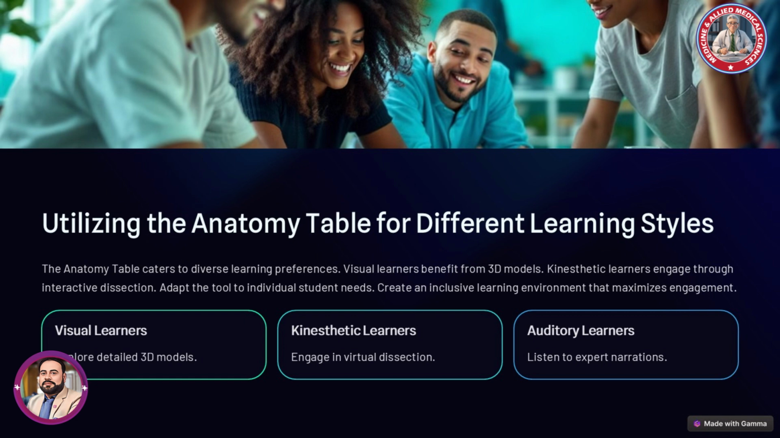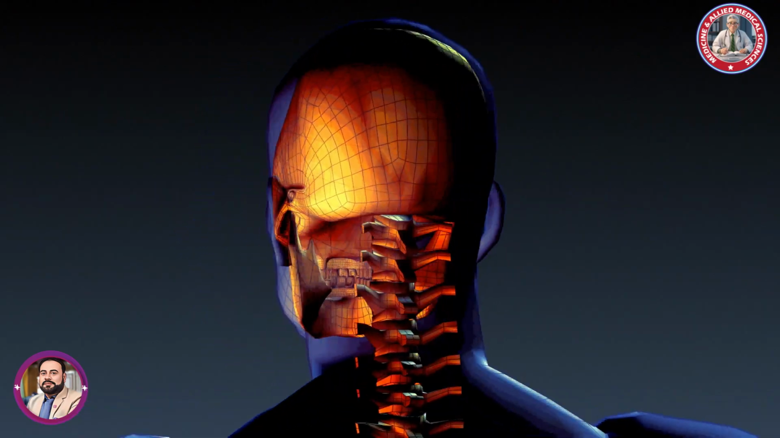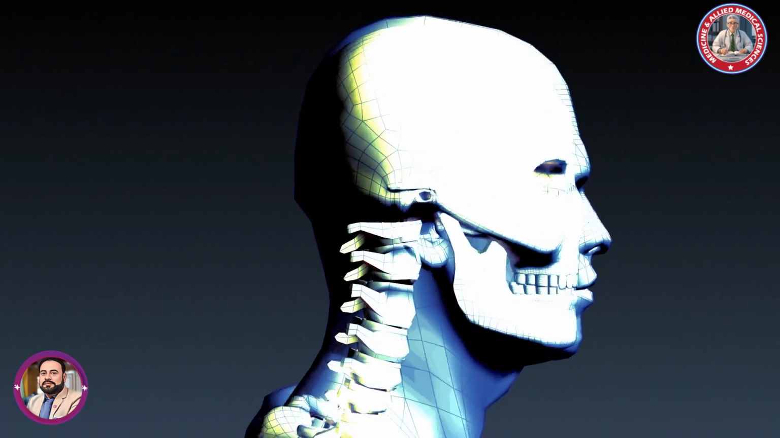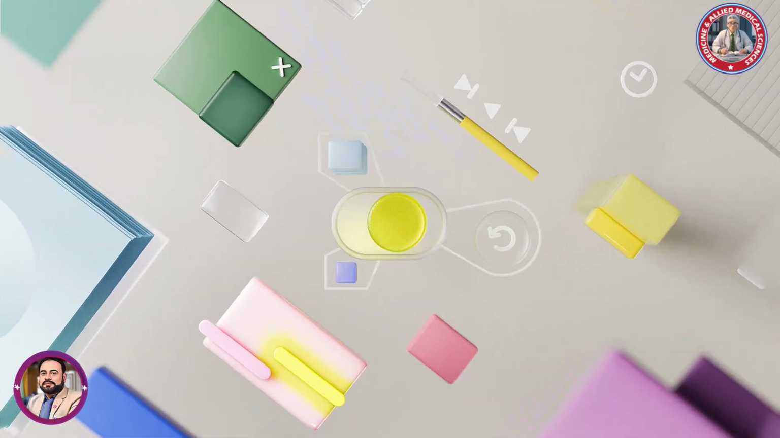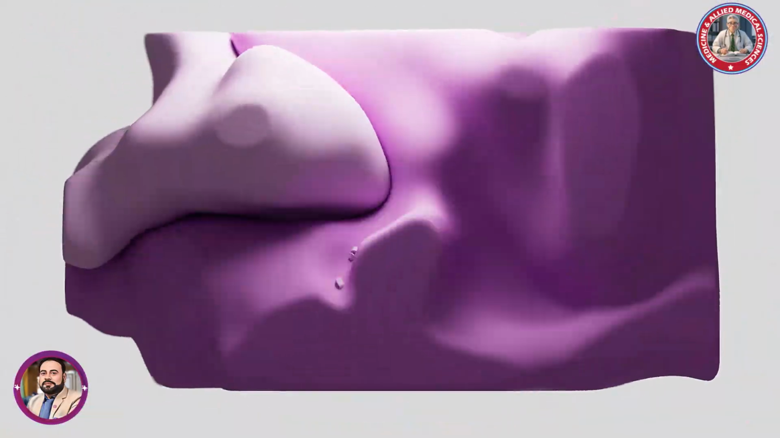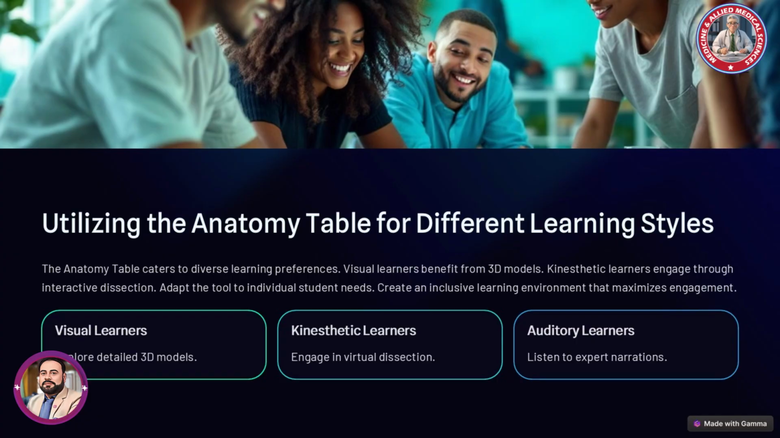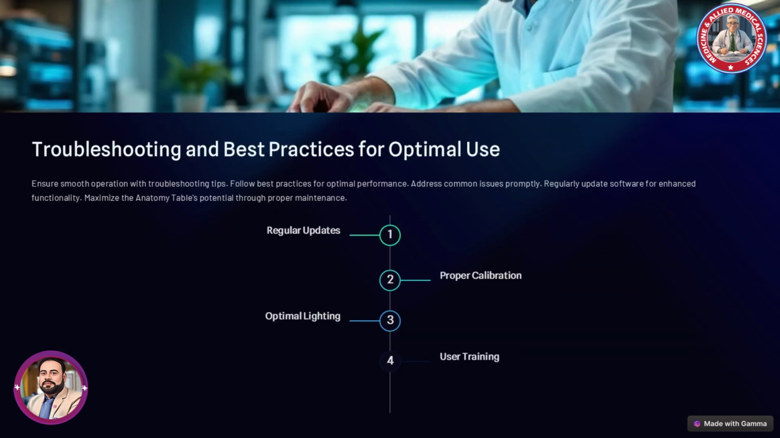3. Visual learners. Learn through detailed 3D models, high-resolution images, and animations. Explore color-coded structures to easily differentiate anatomical components. Utilize annotations, labels, and visual overlays for enhanced clarity. By leveraging these features, the anatomy table ensures personalized and immersive learning, making anatomy education more accessible and effective for all students. Troubleshooting and best practices for optimal use.